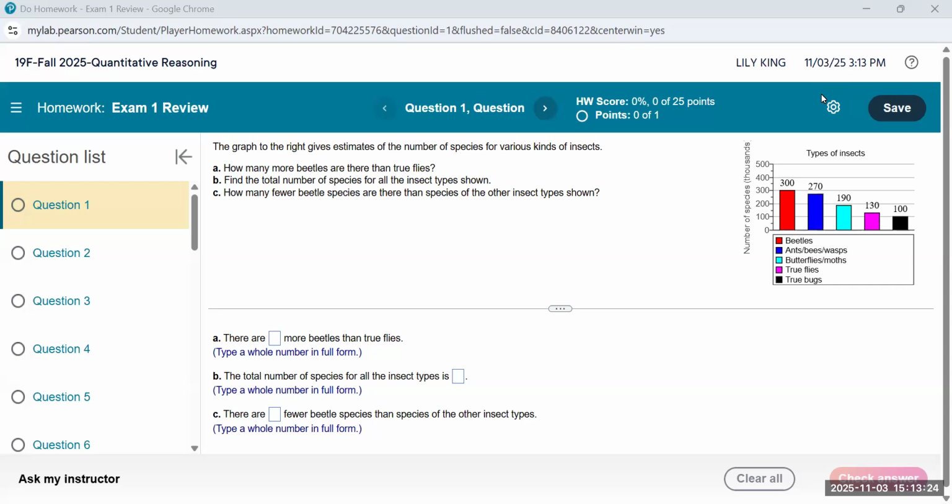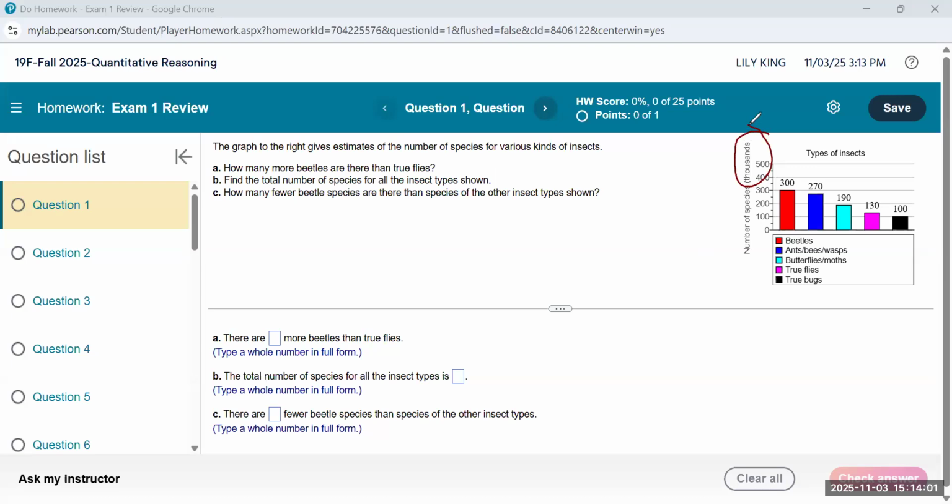So for number 1, we have a graph of the number of species for various kinds of insects. And I wanted to point out one thing because the most common mistake on this problem is that this number right here is in thousands. All right, the number of species is in thousands. So whenever you have a graph, you always want to make sure you are checking the labels.